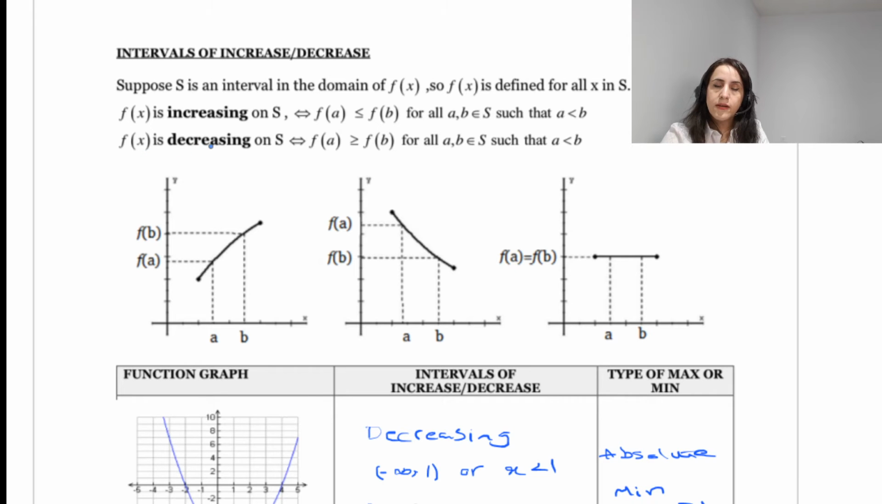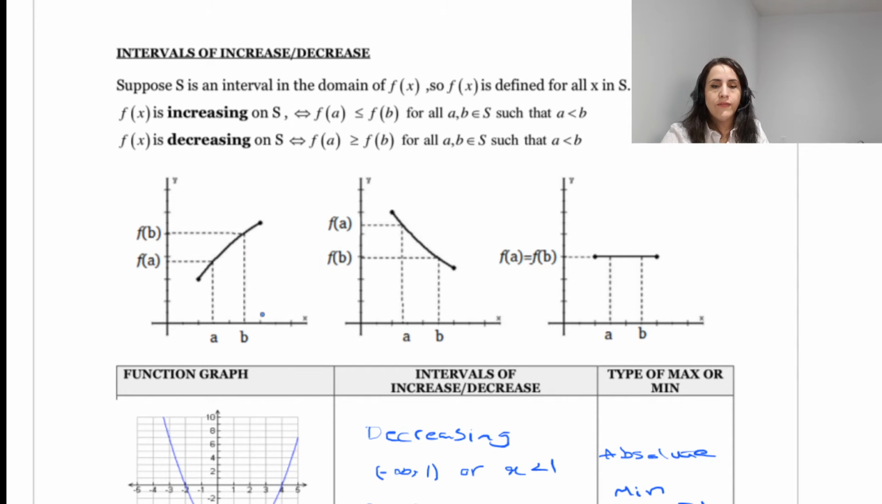f of x is decreasing on S if and only if f of a is bigger than or equal to f of b for all a and b that are elements of S such that a is less than b. It means that if I am going from point a to b on the x-axis to the right side, my y value is coming from a higher value to a lower value, which means the function is decreasing.